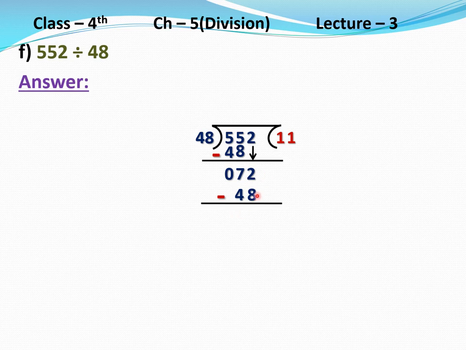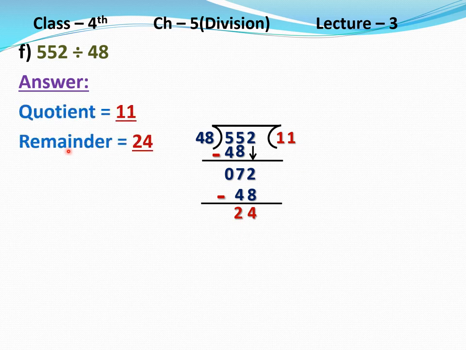2 minus 8 is not possible, so we will take a borrow from this 7. This 7 will become 6 and this 2 will become 12. 12 minus 8 is equal to 4. 6 minus 4 equals 2. Write 2 here. Hence the quotient is 11 and the remainder is 24. Write down quotient equal to 11, remainder equal to 24.